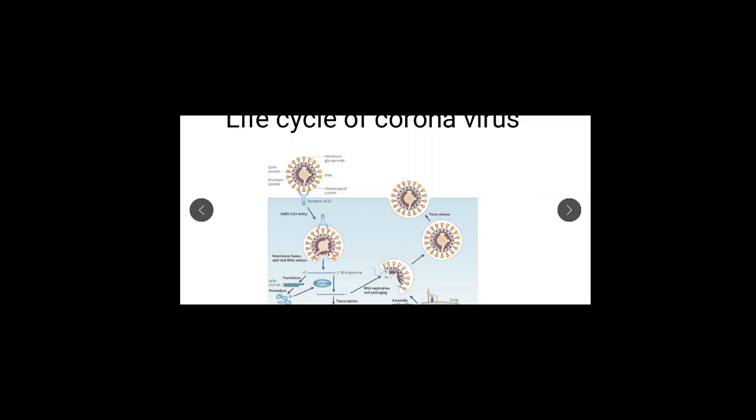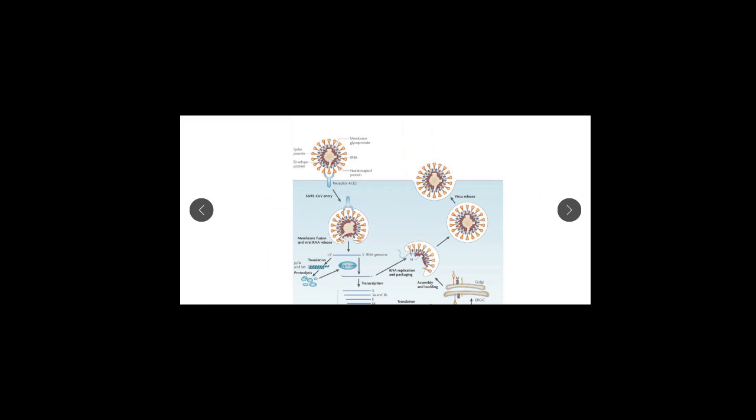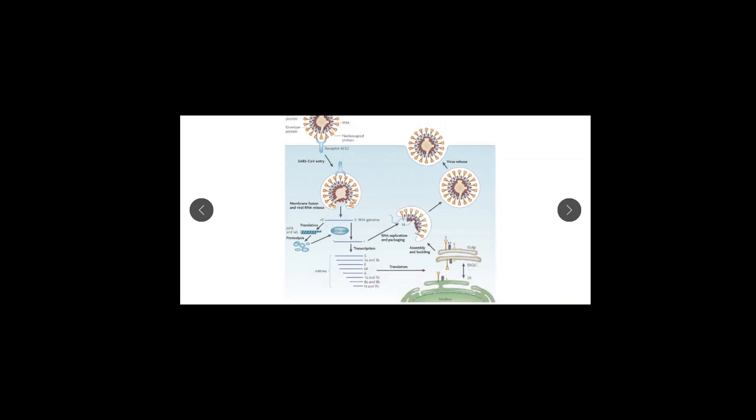So the coronavirus first attaches to the ACE2 receptor, which is present on the human ciliated epithelial cells, which are mostly present in the lungs. After the attachment to the receptor, the coronavirus gets entry into the cell. After getting entry into the cells, the coronavirus hijacks the replicatory machinery of the host, and then it starts replicating itself.